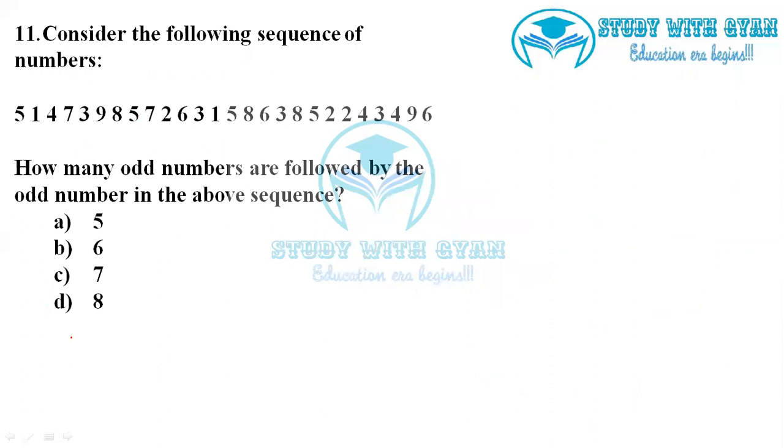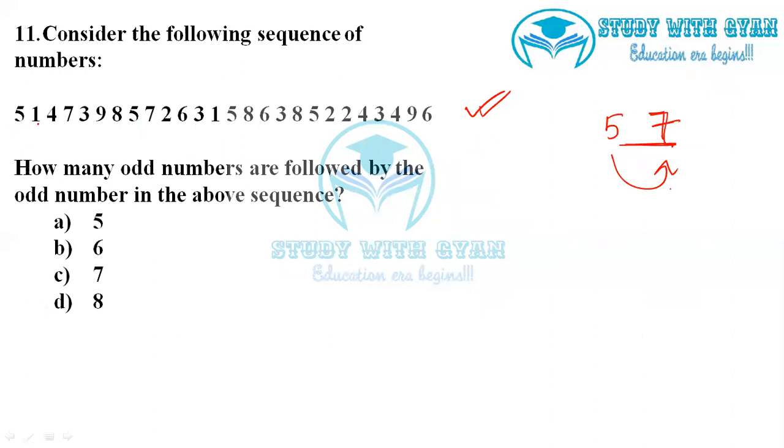Again, consider the following sequence of numbers. This is the sequence already given. How many odd numbers are followed by an odd number in the above sequence? Odd numbers followed by an odd number means, if 5 is here, then 7 is the next number. That is, odd before and odd after. So you can easily count them.